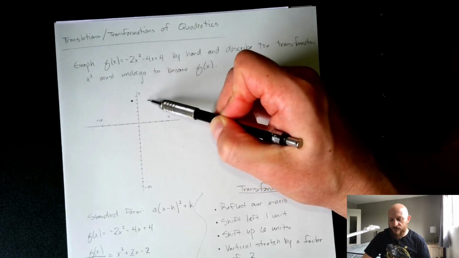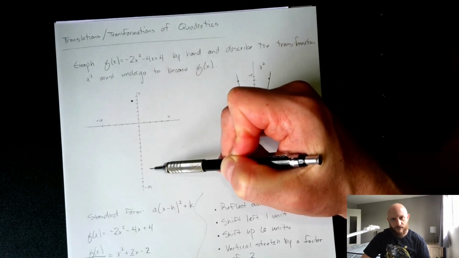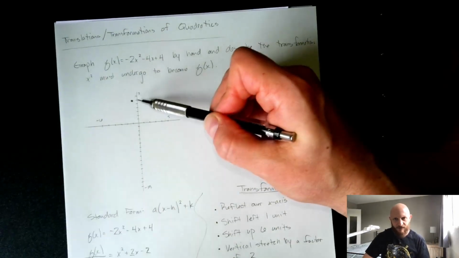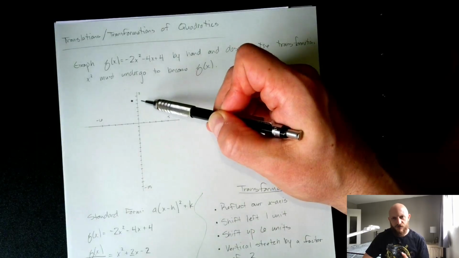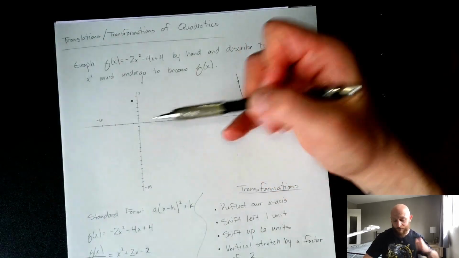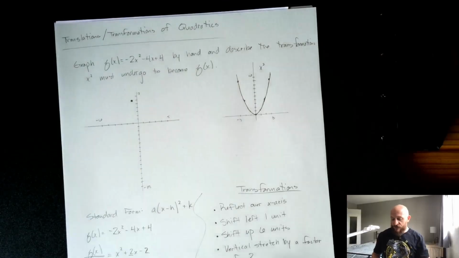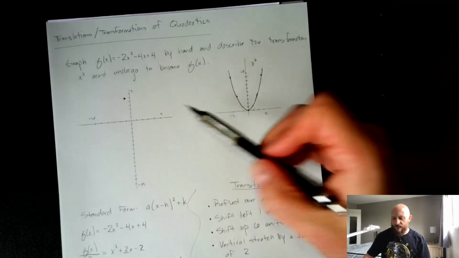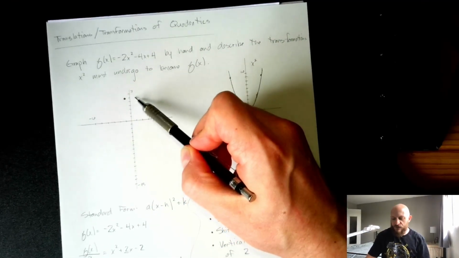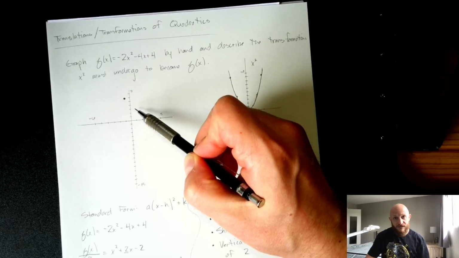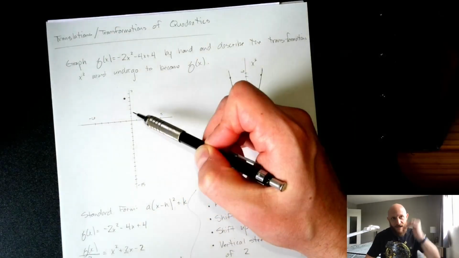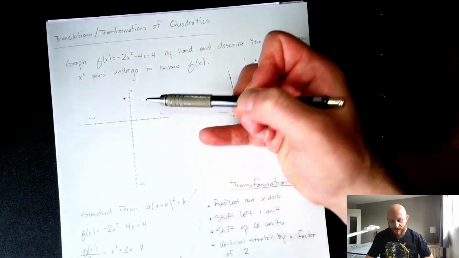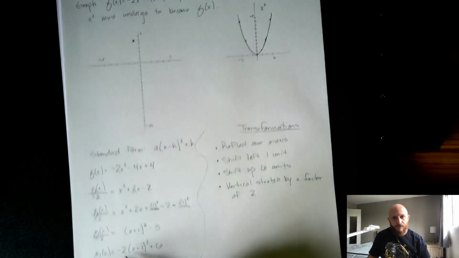I would move 3 units to the right, 9 units down, right? And then it's symmetrical, so it would be the exact same thing on the left. 1 unit left, 1 unit down. 2 units left, 4 units down. But here, that 2 makes it so that rather than moving right 2 units and down 4 units, now that vertical change is being multiplied by 2.